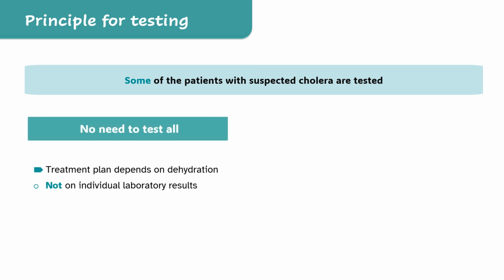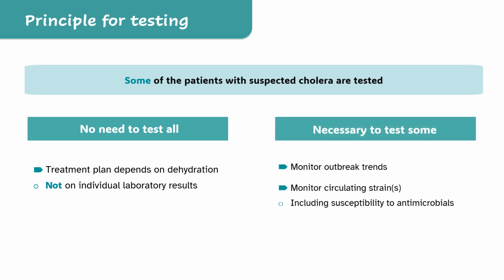The reason why it is not necessary to test all patients with suspected cholera is because this is not required to treat the patients. Treatment of patients with suspected cholera depends on their dehydration level, not on laboratory results. However, it is essential to test some of the patients with suspected cholera in order to monitor the outbreak trends. In addition, this is also necessary to monitor the circulating strain, including its susceptibility to antimicrobials, to continue to treat patients effectively.